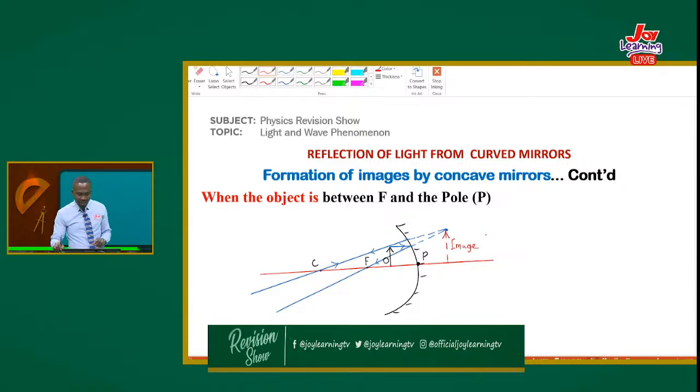This is the first time that the concave mirror is forming an image that is erect. And this is the first time the image is formed behind the mirror. This image is called a virtual image. So the image is a virtual one. And it is upright or erect. Upright or erect. So I can look at image characteristics.